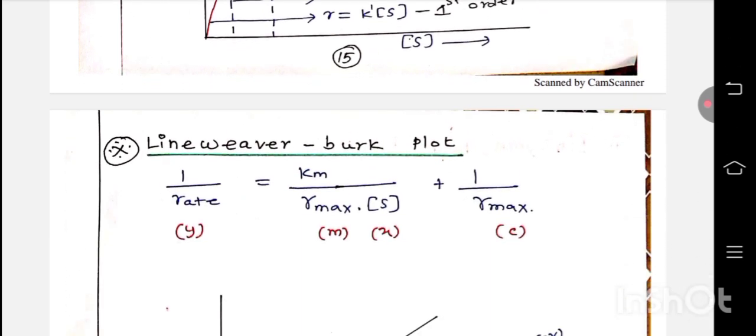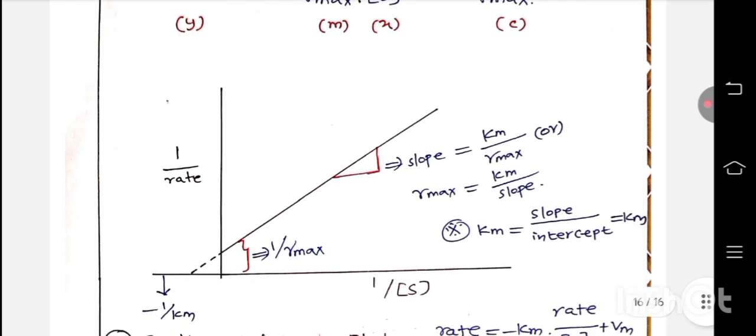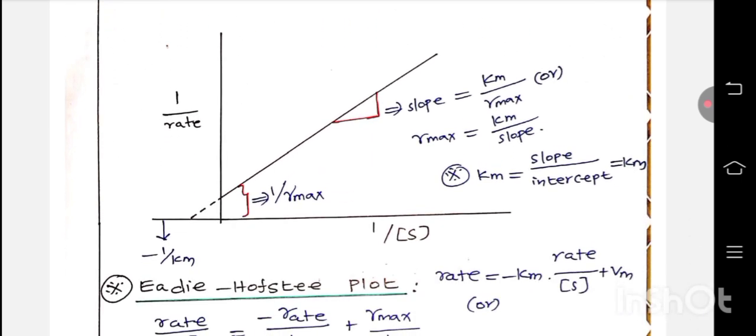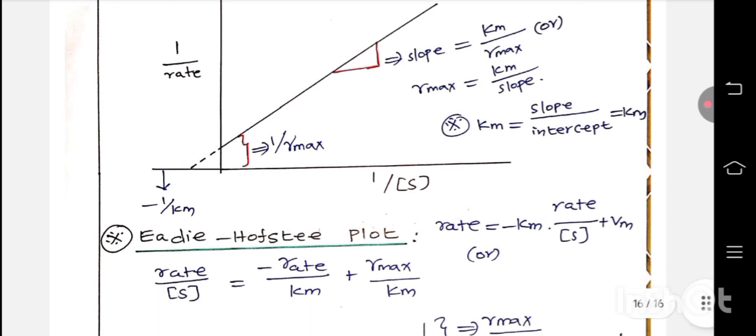Two types of plot are now available for the enzyme kinetic mechanism. First one is the Lineweaver-Burk plot: 1 by rate equal to Km divided by R max into substrate, plus 1 by R max. Therefore, the graph is 1 by rate versus 1 by S. Intercept equal to 1 by R max, slope equal to Km by R max, or R max equal to Km by slope. The negative intercept is also valid, minus 1 by Km.